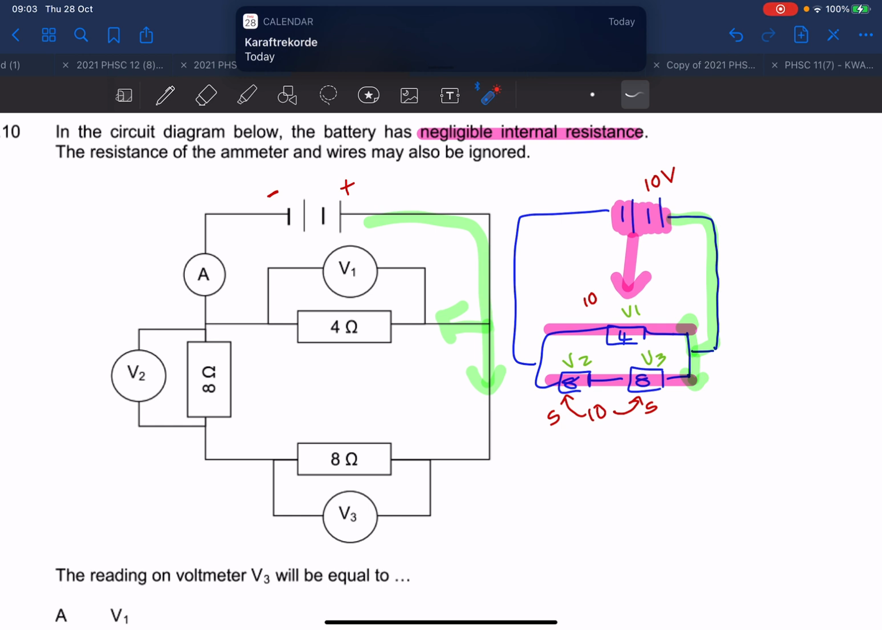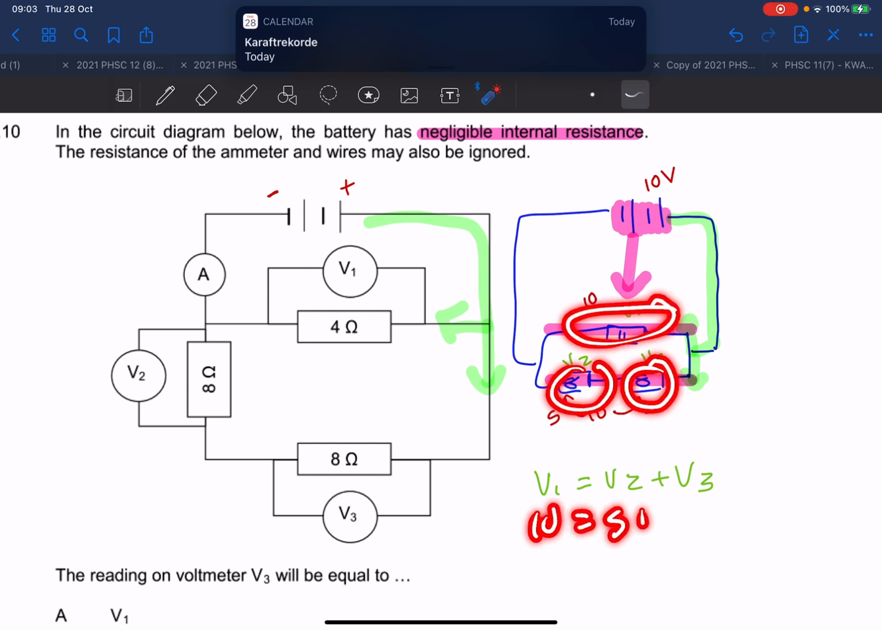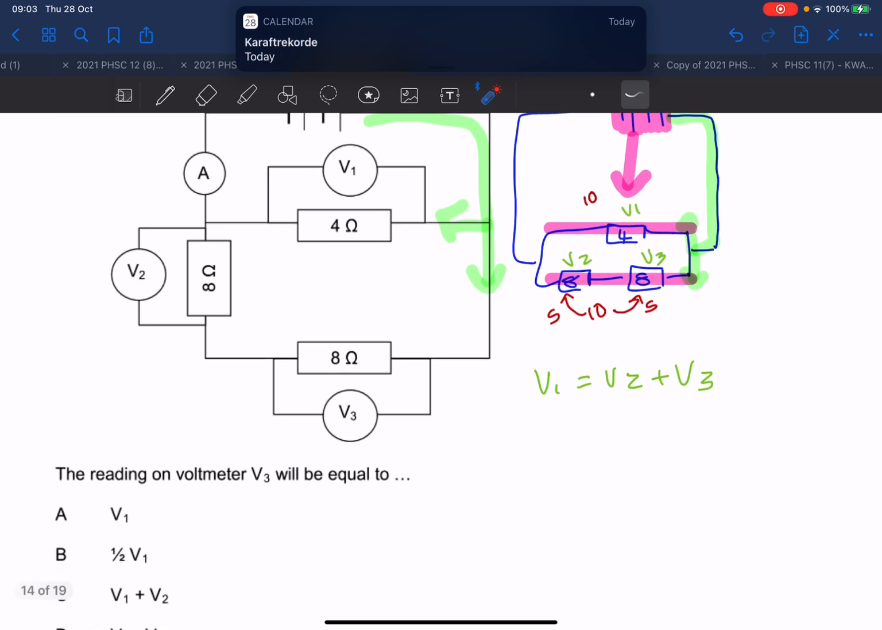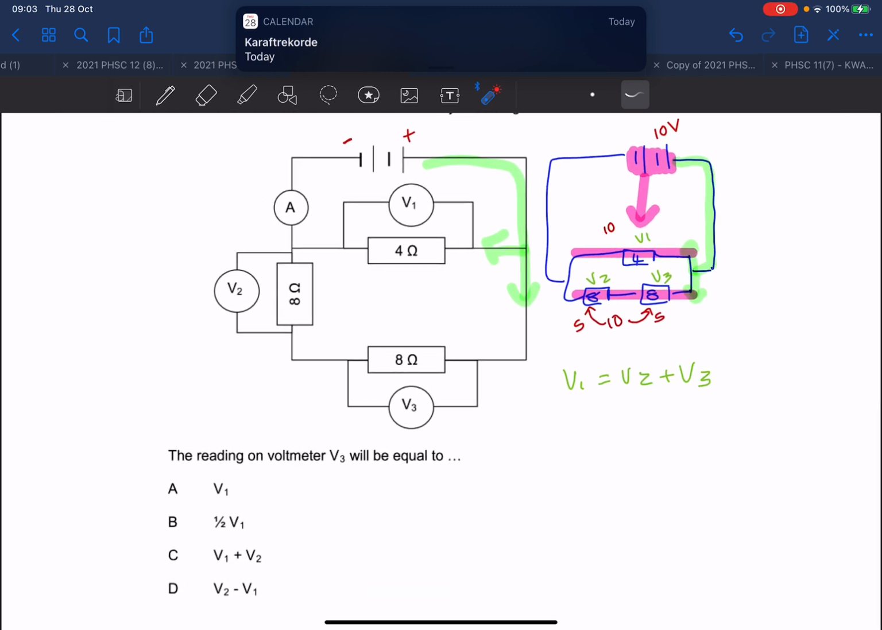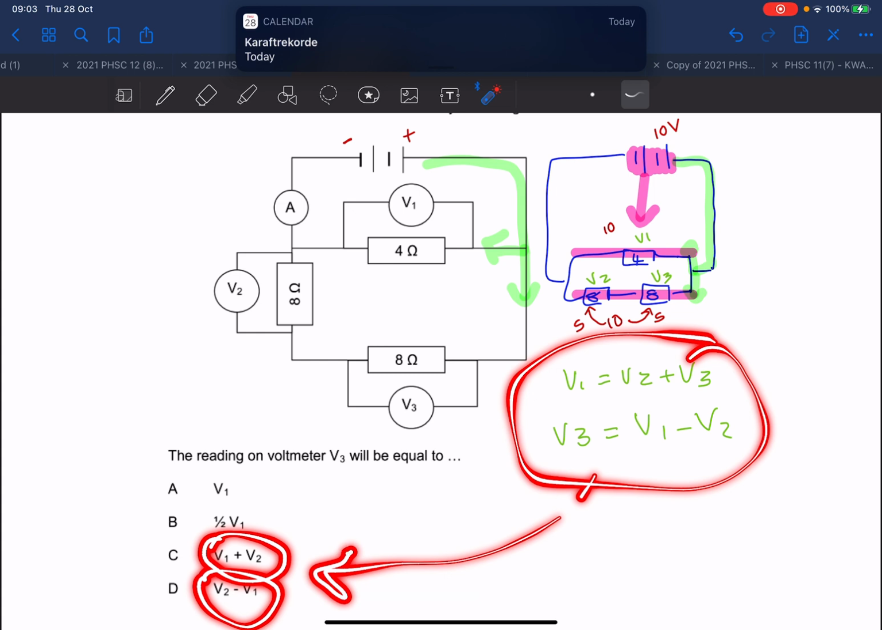Okay, now we know that voltmeter 1 must be equal to voltmeter 2 plus voltmeter 3. Like this is 10 and this is 5, 5. So 10 is equal to 5 plus 5, right? Is this one of the options that they give us? No. Okay, if I rearrange it again, voltmeter 3 is equal to V1 minus V2. Is that one of the options they give us? No. Okay, and we can see that option C and D we can't get from there. We can't go to either C or D. So they are out.